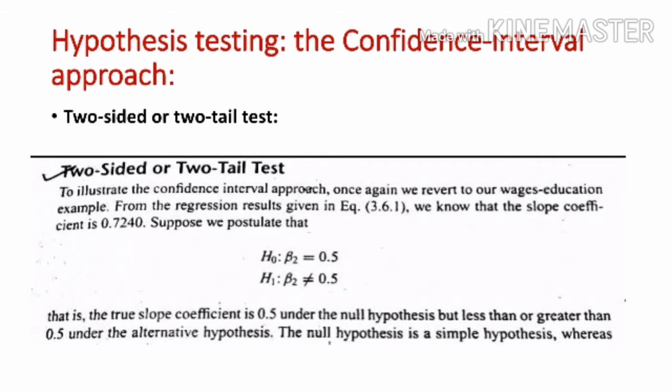Suppose we postulate that H0 is beta 2 equals 0.5 and the alternative H1 is beta 2 is not equal to 0.5. That is, the true slope coefficient is 0.5 under the null hypothesis but less than or greater than 0.5 under the alternative hypothesis. The null hypothesis is a simple hypothesis.